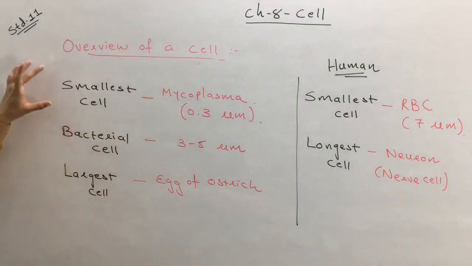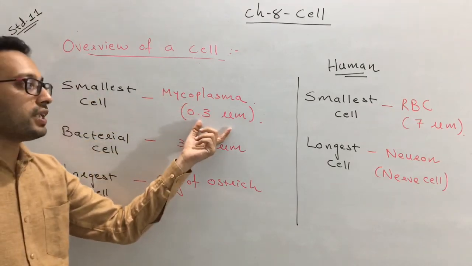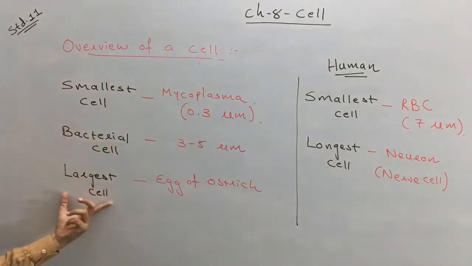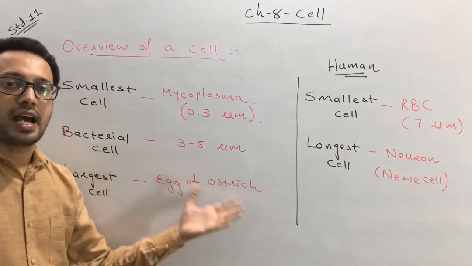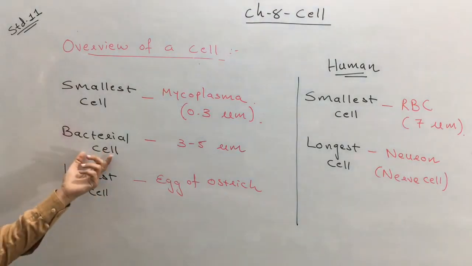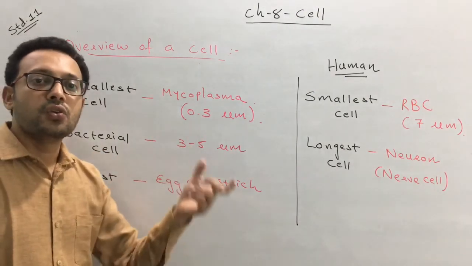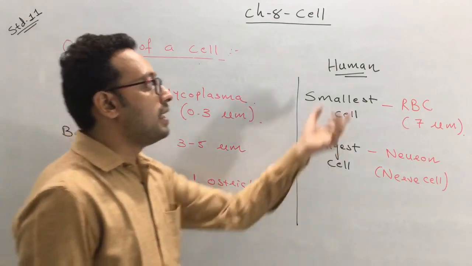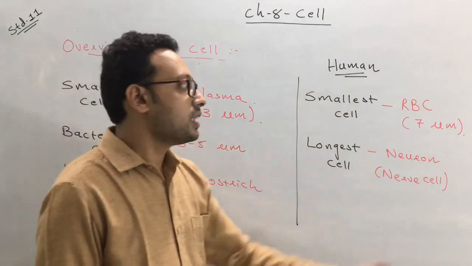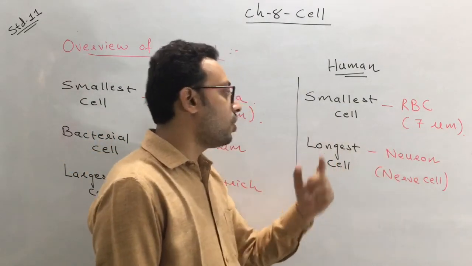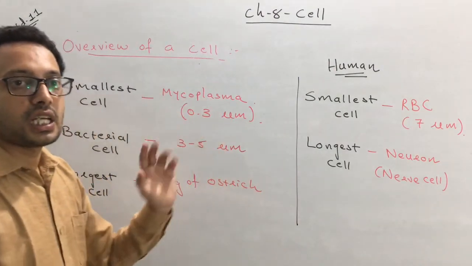I again repeat, the smallest cell which exists in the world is mycoplasma, which is about 0.3 micrometer in size. The largest cell which exists in the world is the egg of ostrich. It is the single largest cell which is known. Now what is the size of a bacterial cell? It is not the smallest one, but yes, it is small. It is 3 to 5 micrometer in size. Similarly, in human, the smallest cell is the RBC, red blood cell, which is 7 micrometer in size, and the longest cell is a neuron, or nerve cell. That is about the size of a cell.